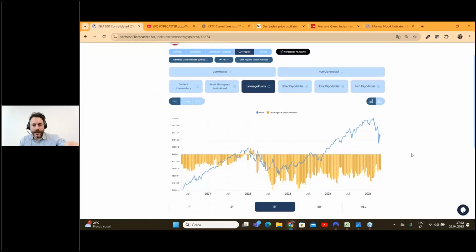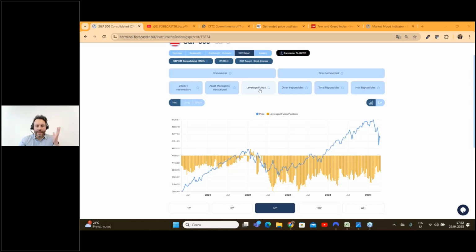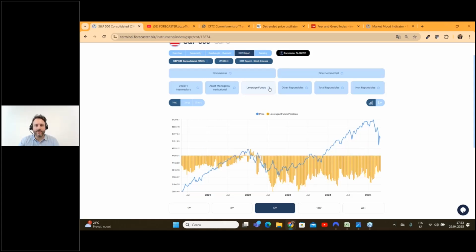What we do at Forecaster, we collect all the historical data and we plot the data on the chart. And what we do is try to understand if we have a divergence between prices and the volumes of a specific category. For example, talking about the S&P 500, we always look for leveraged funds. We are talking about the hedge funds and non-commercial. Also in this case, guys, you have the description of what you are looking at directly inside the Forecaster, okay?